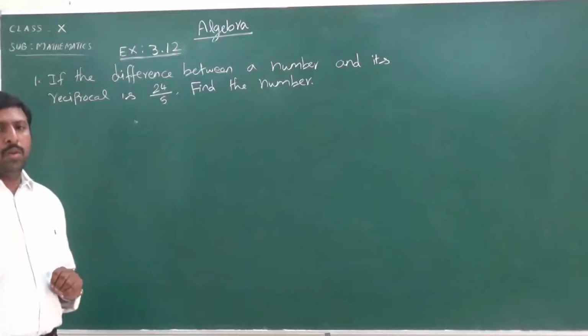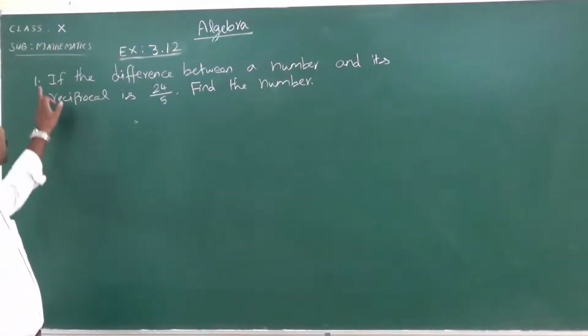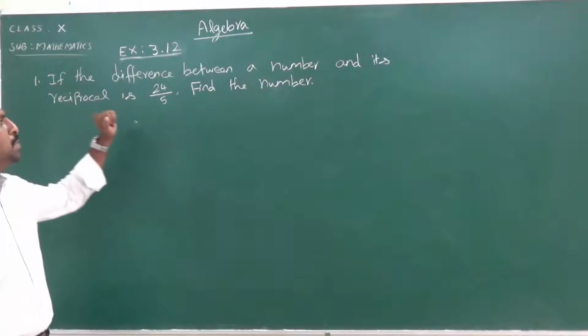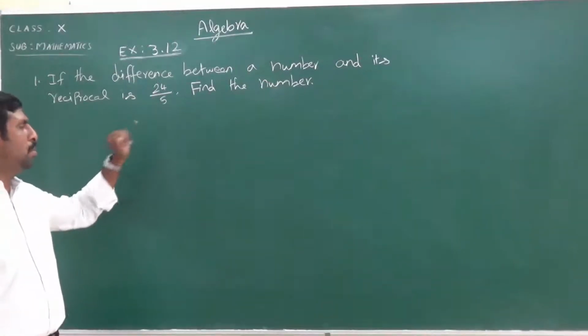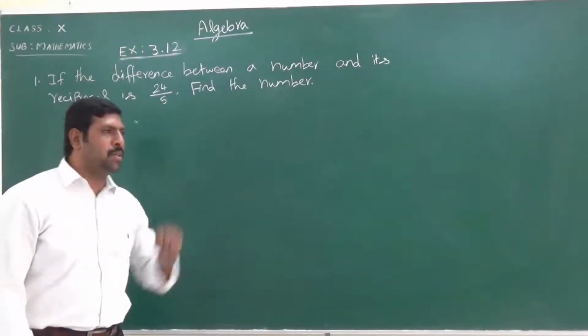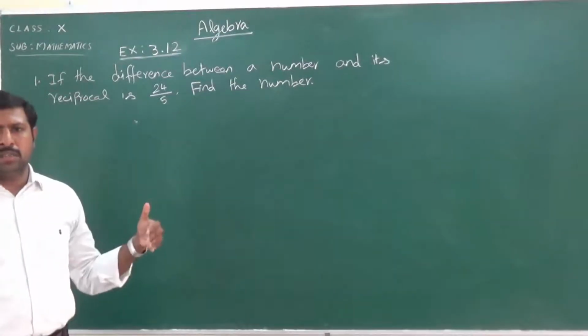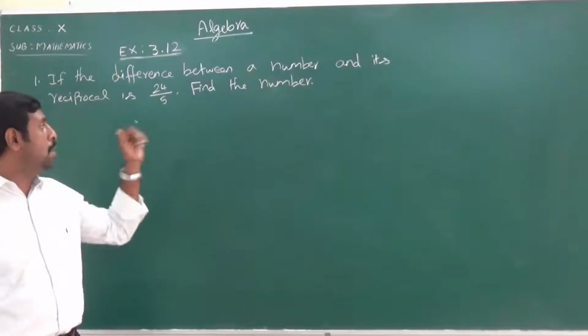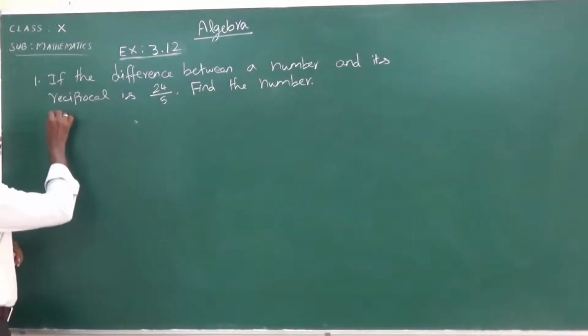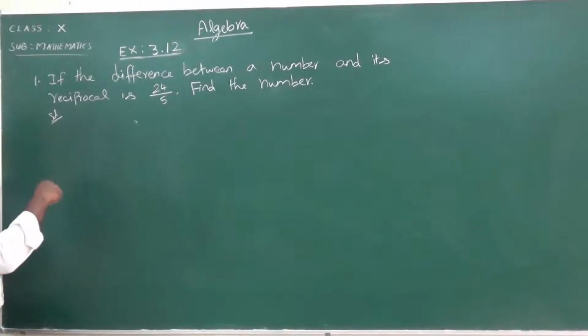Exercise number 3.12 in algebra. Question number 1. If the difference between a number and its reciprocal is 24 by 5, find the number. So the difference of the number and its reciprocal is equal to 24 divided by 5, is given. Let's see. We don't know what the number is, right?